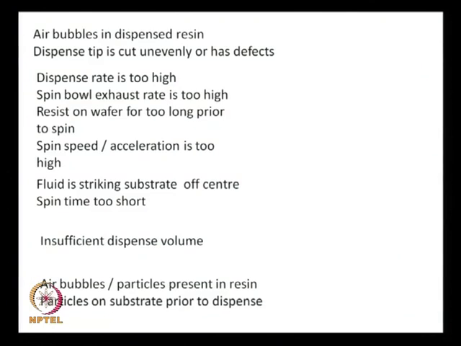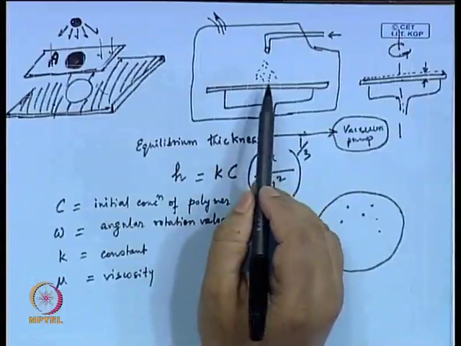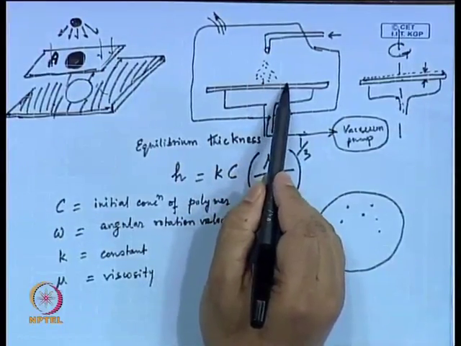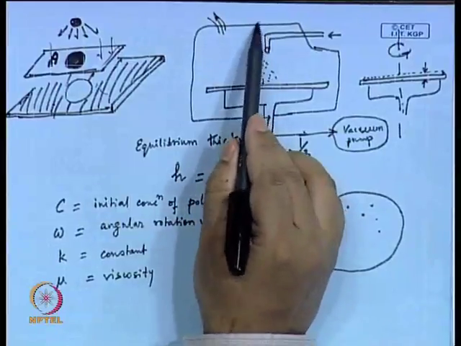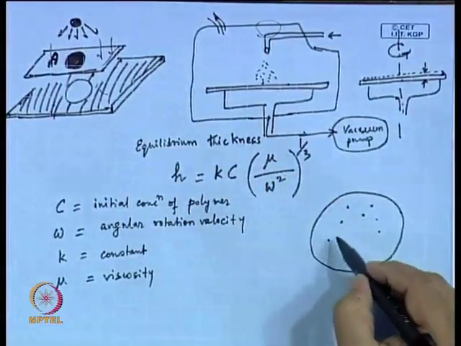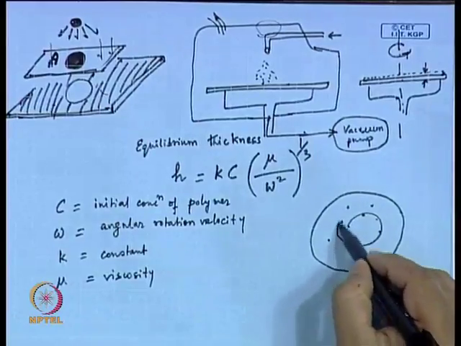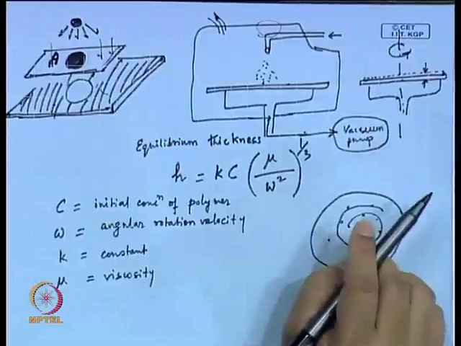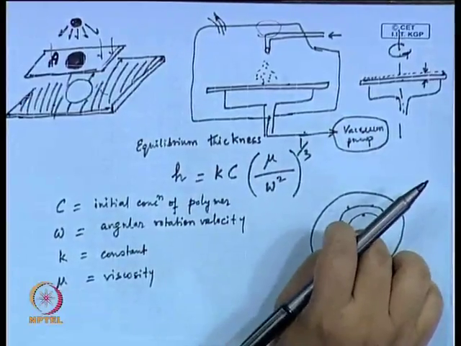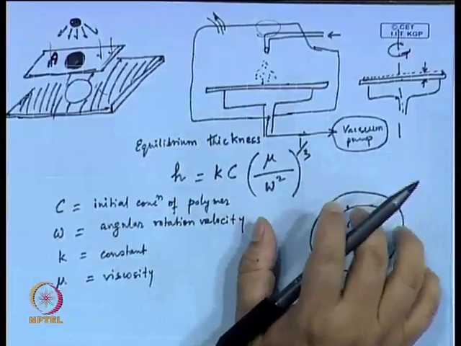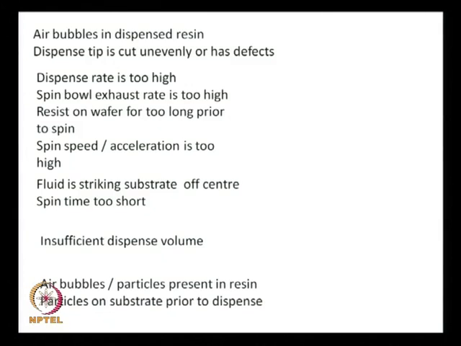There could be another problem, which is fluid striking the substrate off center. Fluid has to strike at the center. If the fluid strikes off center, say here, while this is rotating around this axis, what will happen? Then you will see a pattern forming within the fluid, a spiral. Instead of a uniform coating, you will find a spiral. Fluid has to be dispensed at the center, because the flow of this resin over the substrate is accounted that way.